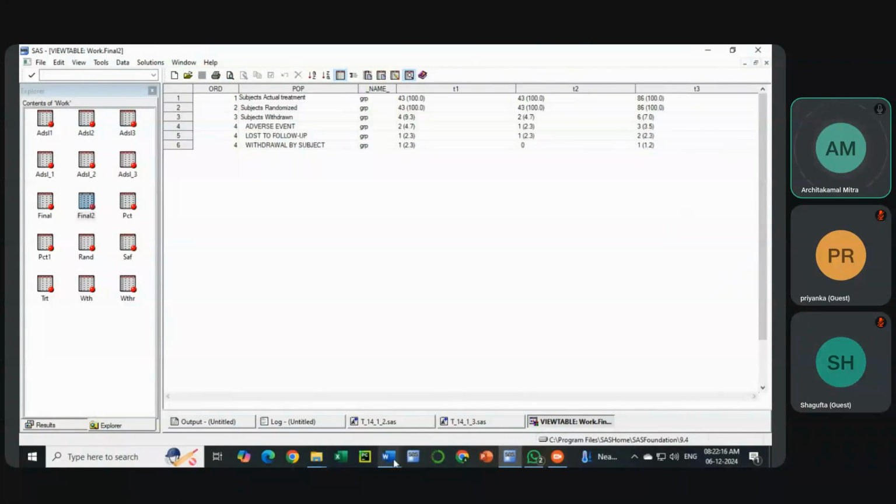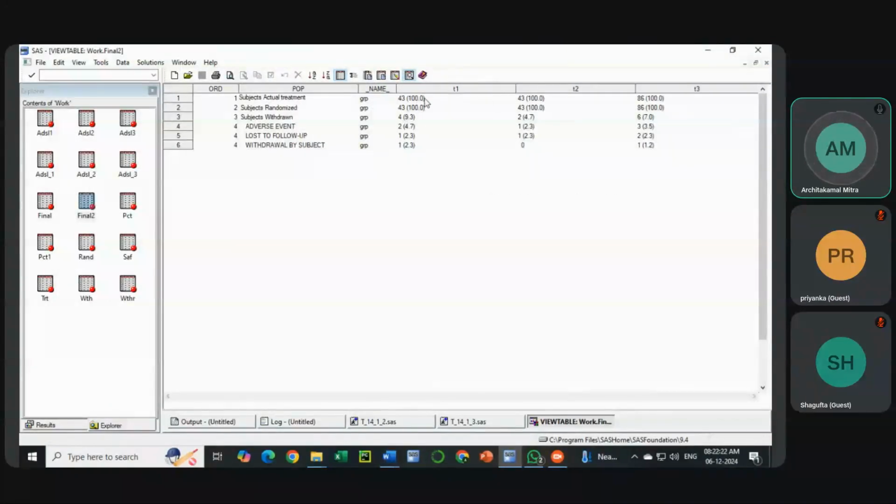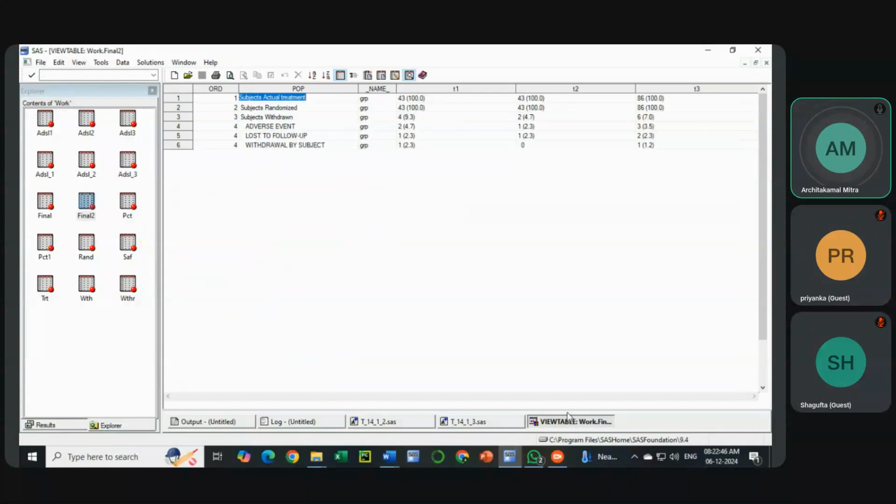Isn't it looking exactly similar to this, where we have this one? Actual treatment 100%, 100%, 100%. Randomized 100%, 100%, 100%. Subjects withdrawn 4, 2, 6 total. Out of this 4, adverse event what? 2 people have done. Lost to follow up 1 person. Withdrawal by the subject 1 person. And also we have given here that if T1 equals null, then T1 equals 0. There was a thing that in the subject 2, there was no people who was withdrawn by the subject for placebo. So that's why we cannot keep it blank. We have given it as 0.